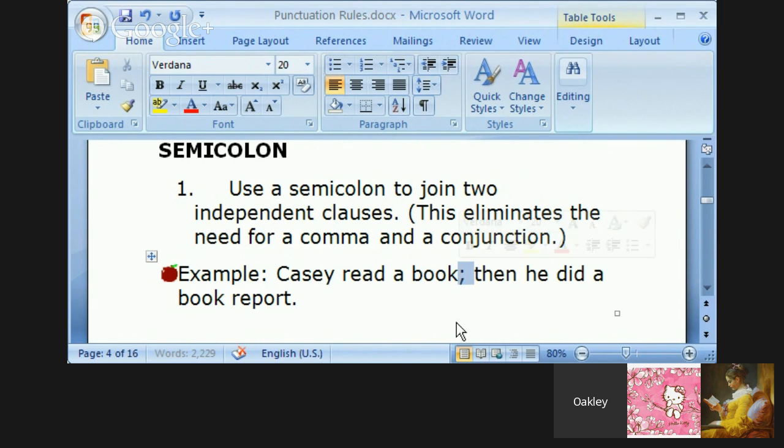Often you will see the semicolon when you have a really long sentence, or especially a sentence that includes three independent clauses. So rather than using a comma and a conjunction and a comma and a conjunction, in one of those cases, you kind of break up the flow of writing by using a semicolon. That's often the case.